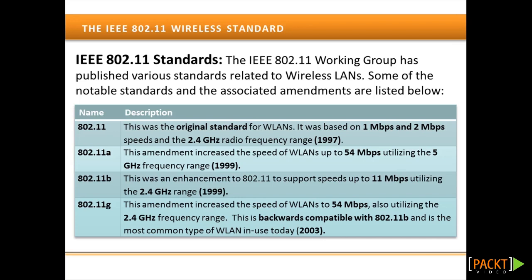Then we have 802.11b. This was an enhancement to the original 802.11 standard to support speeds up to 11 Mbps, utilizing the 2.4 GHz range. Next is the 802.11g standard. This amendment increased the speed of WLANs to 54 Mbps, also utilizing the 2.4 GHz frequency range. This is backwards compatible with 802.11b, and it is the most common type of WLAN in use today.